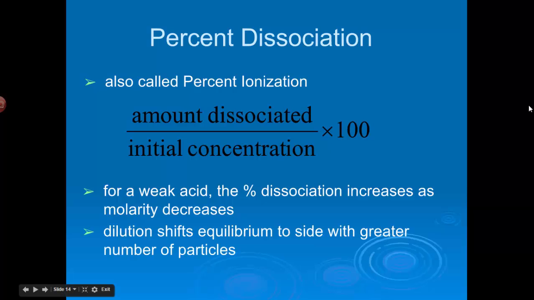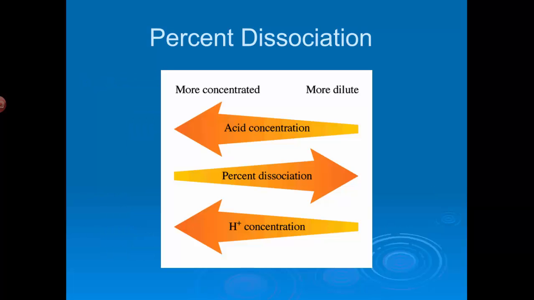As you dilute an acid, you decrease its molarity. That causes the equilibrium to shift towards the side with the greater number of particles, which is the right side of the equilibrium, which means you're going to dissociate more acid as you dilute it. This is just a graphic that shows you that.